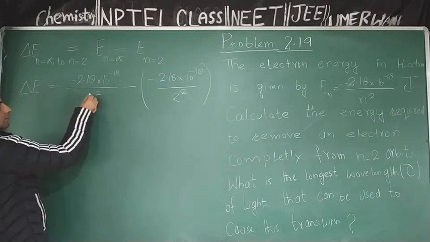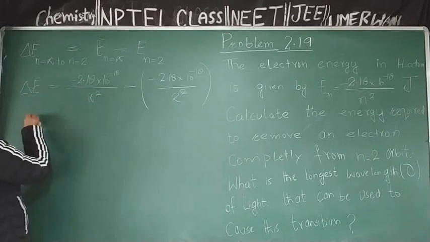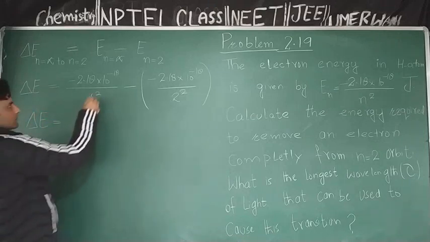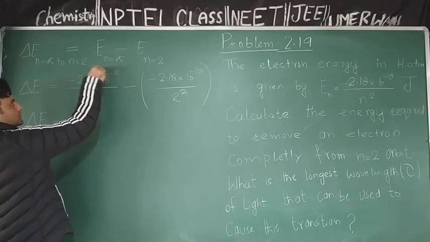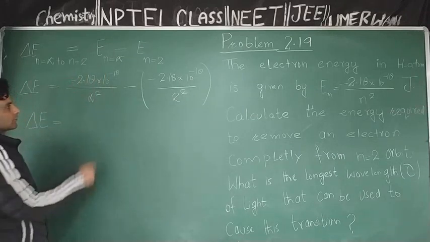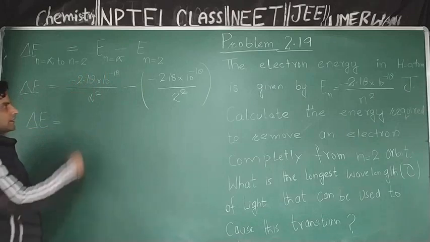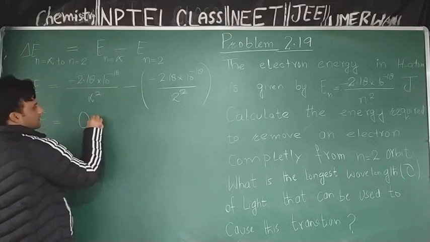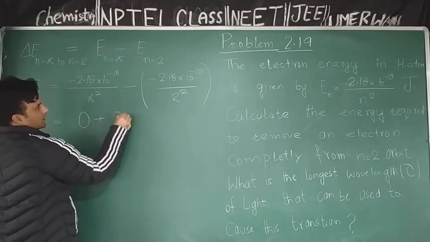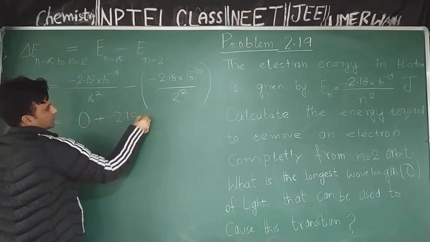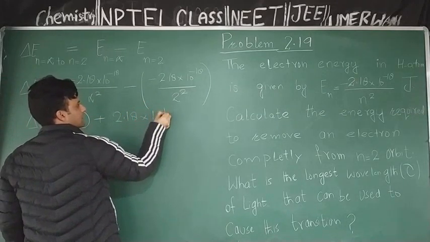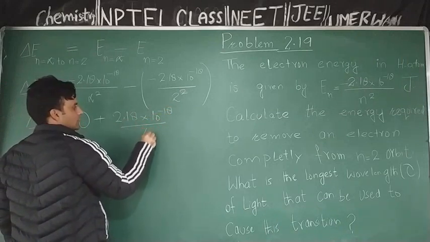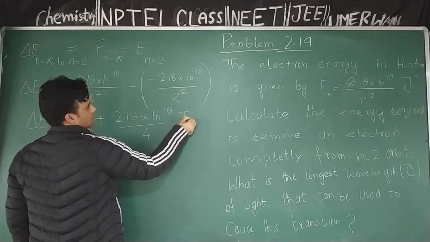Infinity is present in the denominator, so the first term on the RHS will become equal to 0, because 1 by infinity is equal to 0. Minus minus will become plus. So we get 2.18 into 10 to the power minus 18 divided by 2 squared, that is 4, and it will come in joules.